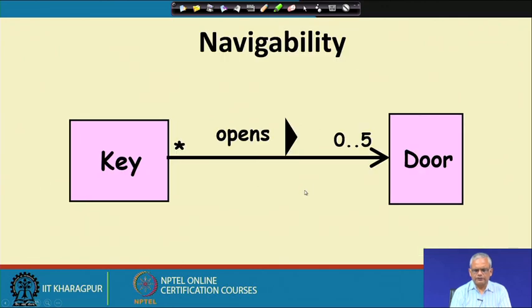Now, let us look at the arrow here. If we put an arrow here, that means that the key can invoke a method on the door, but the door cannot. It is navigable from key to door, but not vice versa. If it is a simple line here or a bidirectional arrow, the navigability is in both directions.